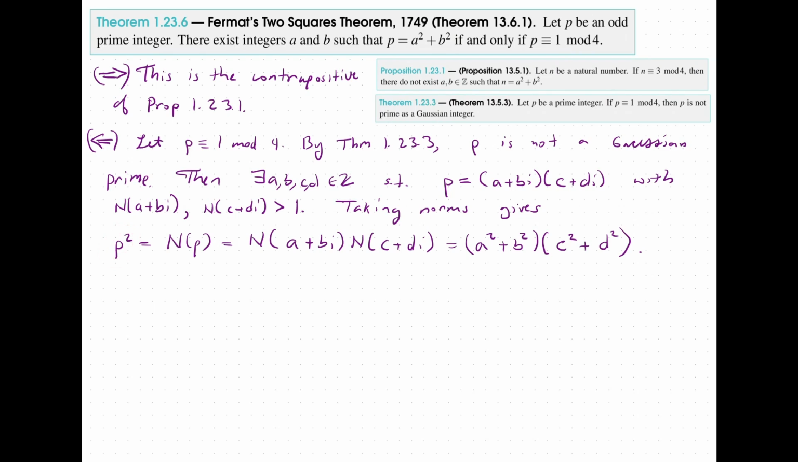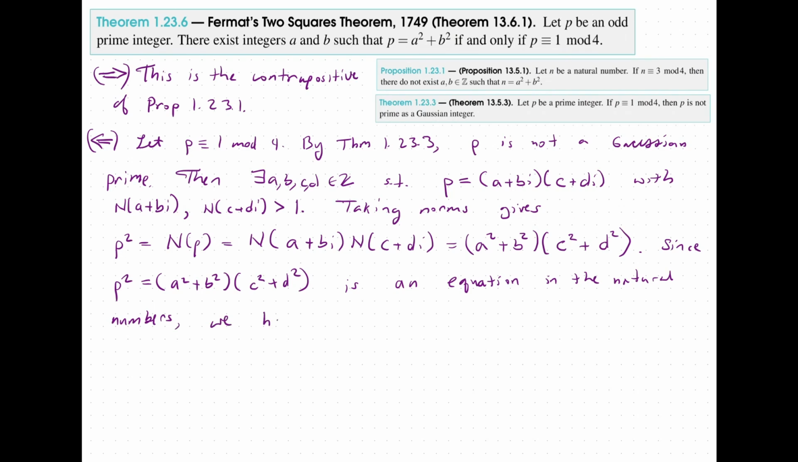We have that p has to divide this product, a squared plus b squared times c squared plus d squared, which is an equation in the natural numbers. In particular, since these are all natural numbers, we have that p divides a squared plus b squared, or p divides c squared plus d squared.